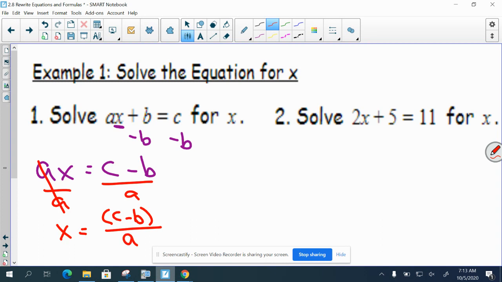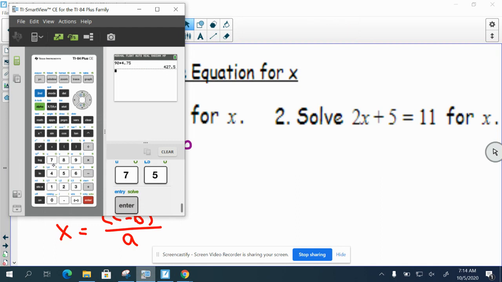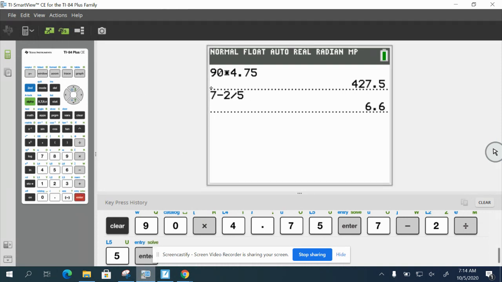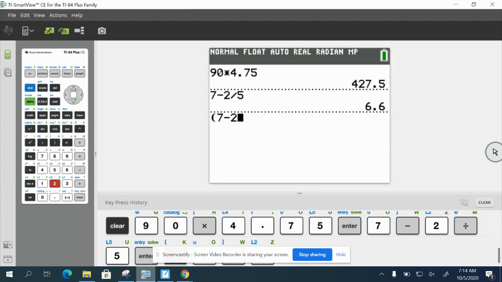That way, like if you're doing it in your calculator, you'll make sure that both the quantity c minus b is being divided by a, not just b. Because sometimes on the calculator, let's see, maybe I can pull it up here. For example, if you just type in 7 minus 2 divided by 5, see how just the 2 is being divided by 5. But we want the whole quantity, 7 minus 2, to be divided by 5.